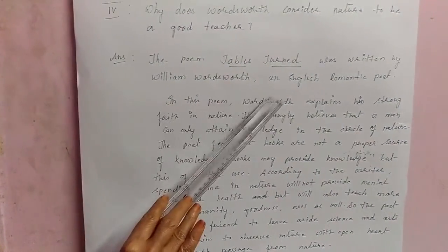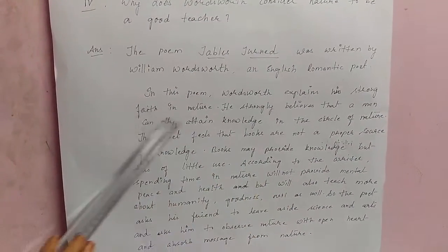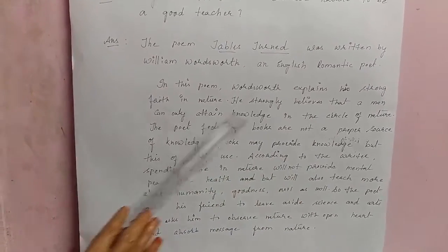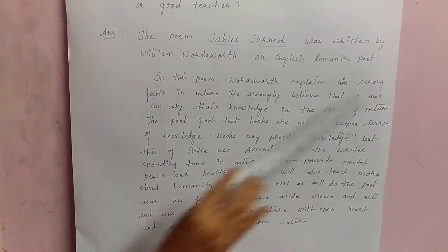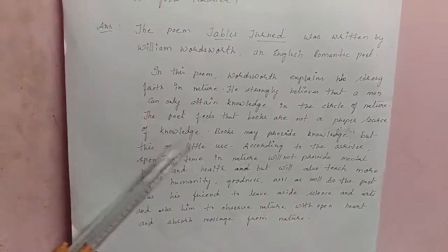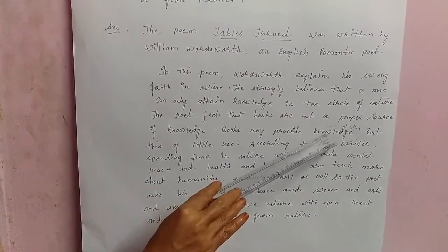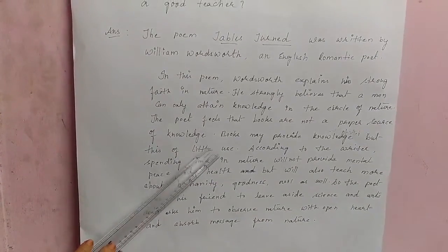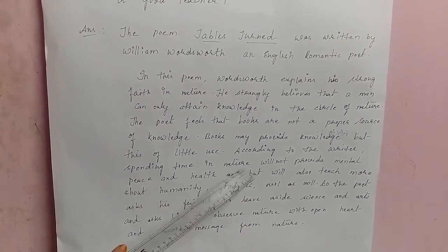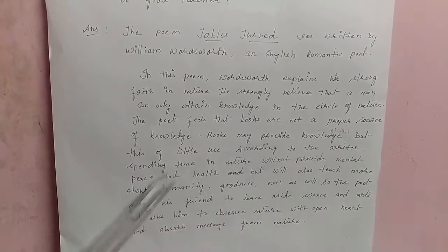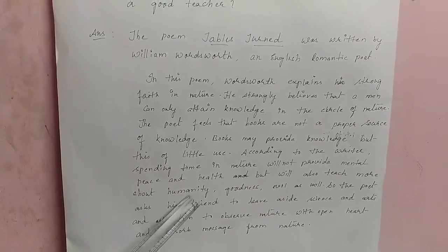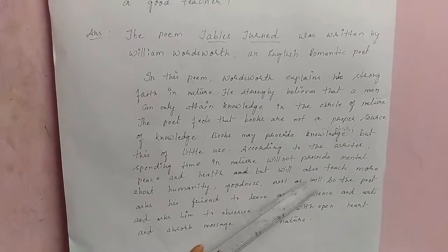In this poem, Wordsworth explains his strong faith in nature. He strongly believes that a man can attain knowledge only in the circle of nature. The poet feels that books are not a proper source of knowledge. Books may provide knowledge, but it is of little use. According to the writer, spending time in nature will not only provide mental peace and health, but will also teach more about humanity, goodness, and evil as well.